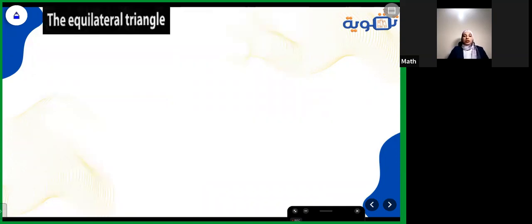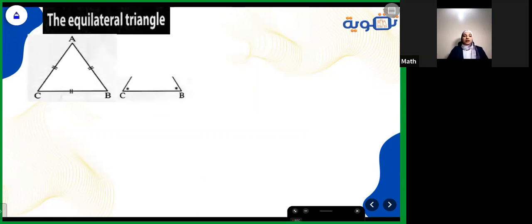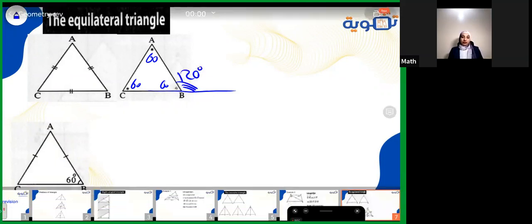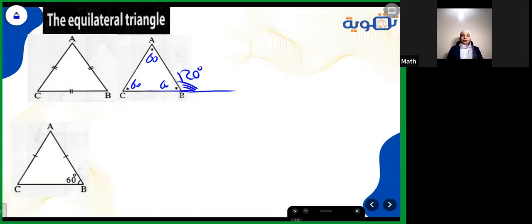We are going to talk about the equilateral triangle. Of course, you remember that it's a triangle whose sides are all equal in length and all its angles are also equal in measure. They are 60, 60, 60. I need you to remember everything about the equilateral triangle. Also remember that if there is an exterior angle in the equilateral triangle, its measure will be 120 degrees. You can find a question like this in the exam.